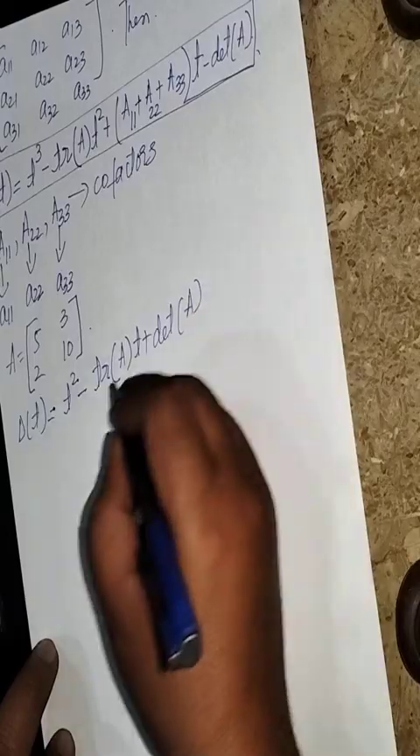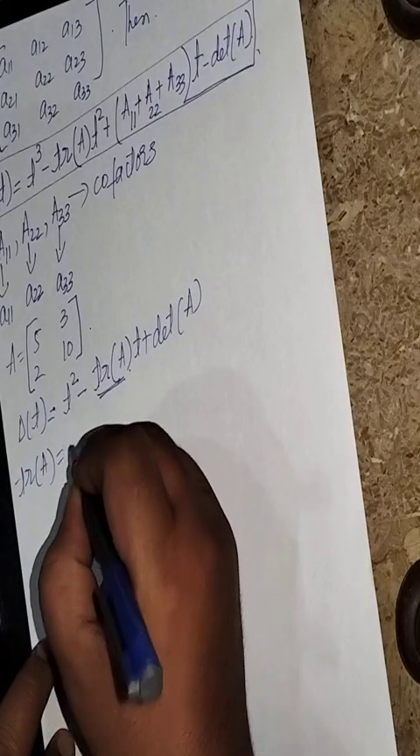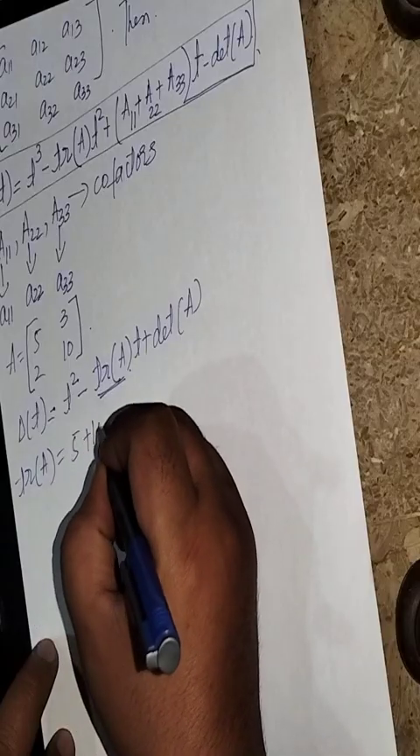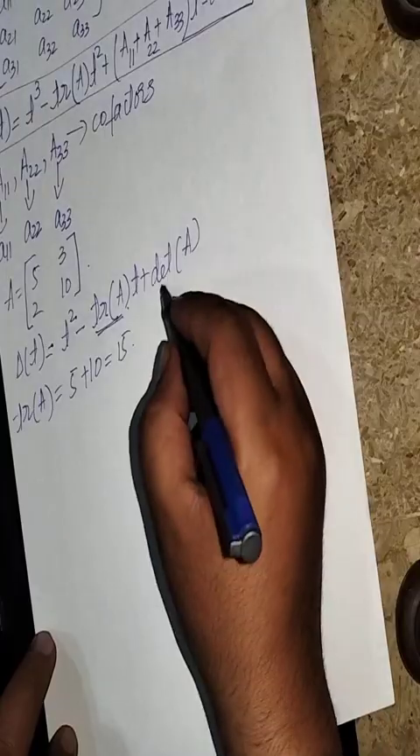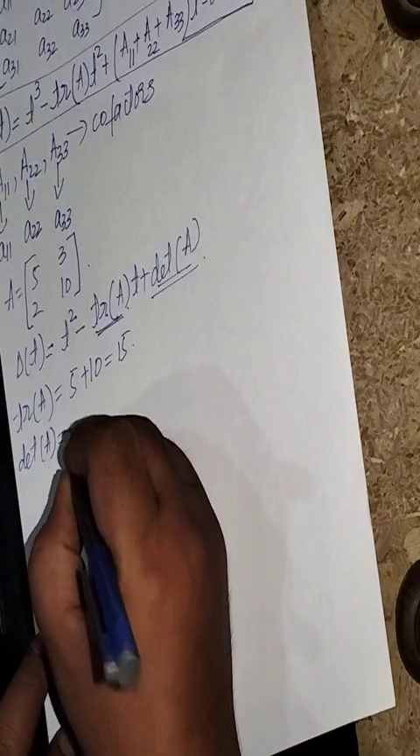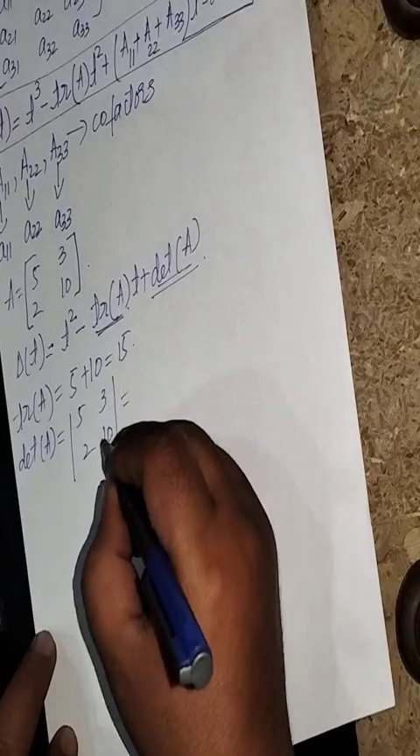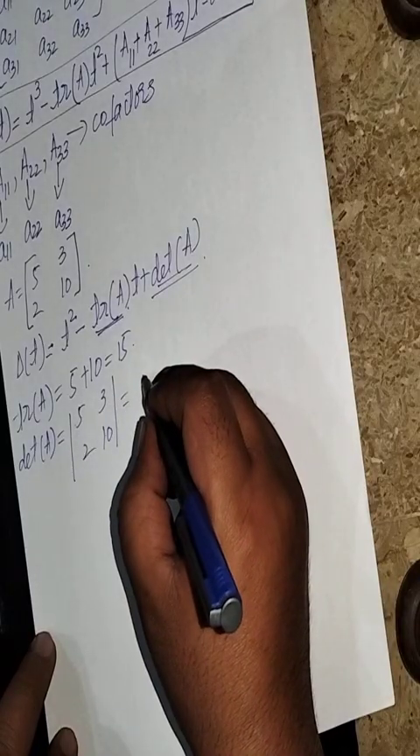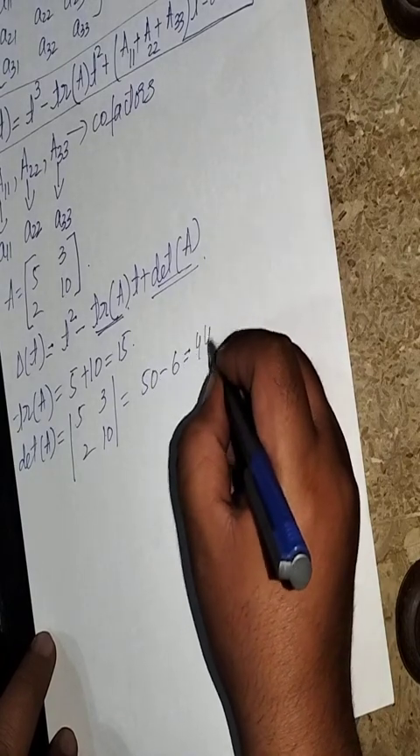First you have to find the trace of A. So trace of A will be the addition of the diagonal elements, 5 plus 10 equals 15. Now you have to find the determinant of A. Then determinant of A equals 10 into 5, 50, minus 2 into 3, 6, equals 44.